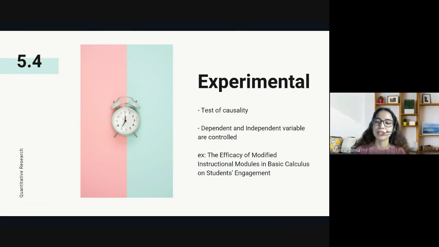Okay, so let's have this example. The efficacy of modified instructional modules. Anak, modified na to. Ibig sabihin, nagkaroon na ng intervention. Okay, nagkaroon na ng controlling. And then, the dependent variable is the student's engagement. Ma'am, parang wala naman nagbago. Paano po dyan mapapatunayan na nagkaroon din ng control yung researcher on the dependent variable? Okay, relax. Baka hindi kasi siya evidence sa title. But if you're going to read the entire paper, may nabago.